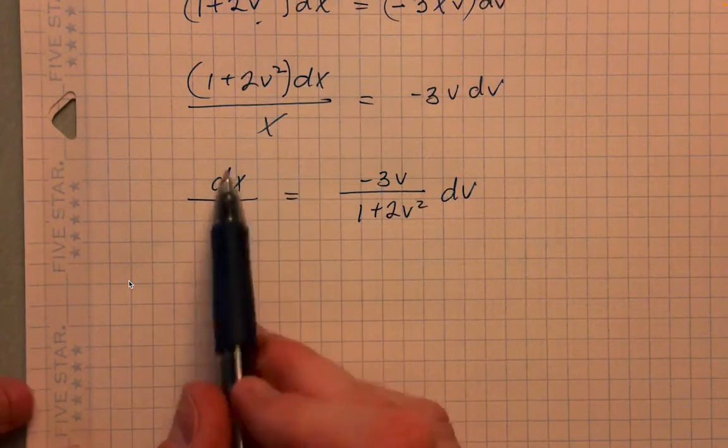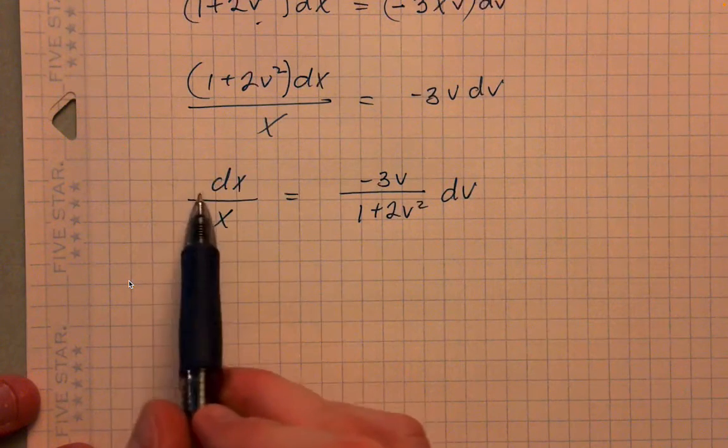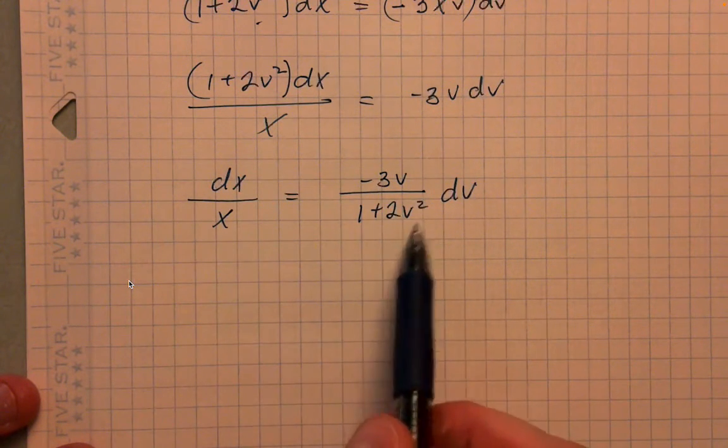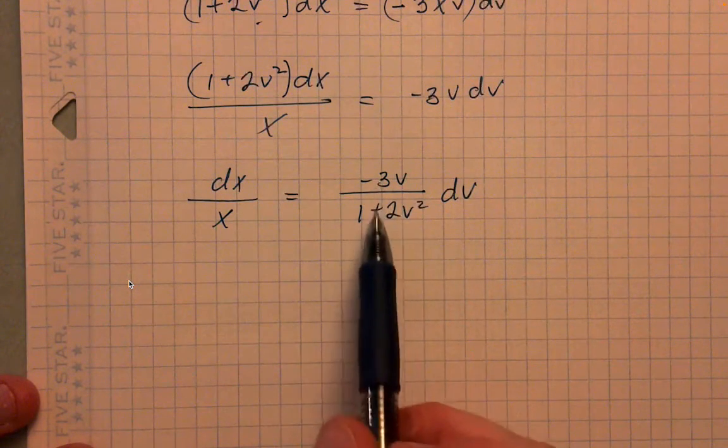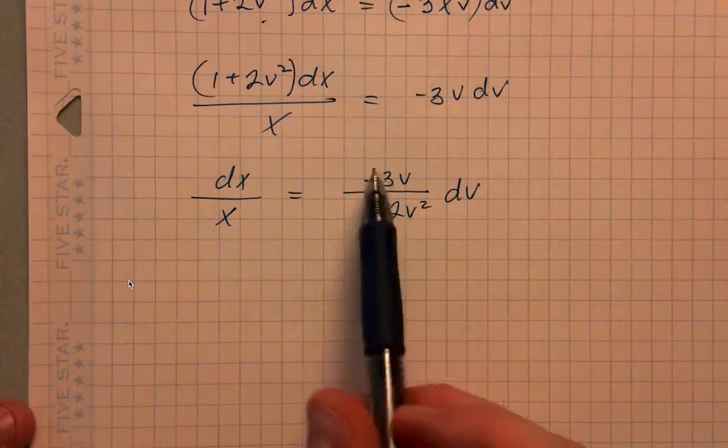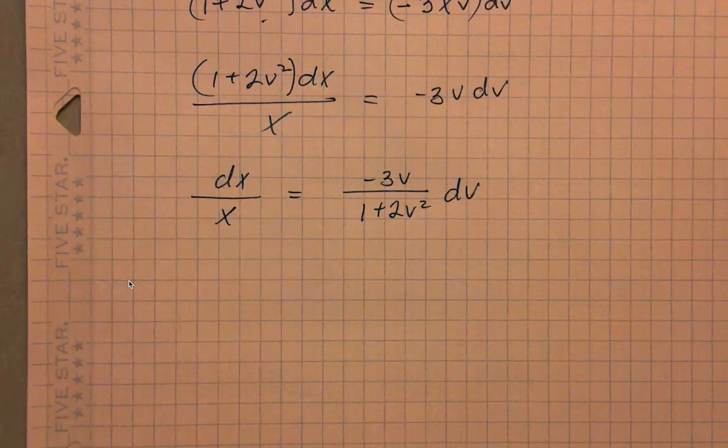So I've got all the x's on this side. This would be like my M of x. And over here I've got all the v's. This is like my N of v, N as a function of v. Okay, and so that means I can integrate now.